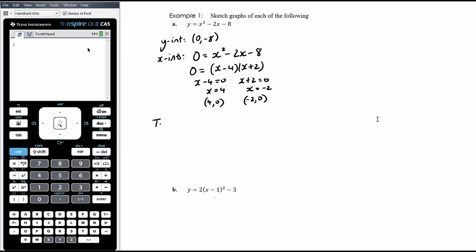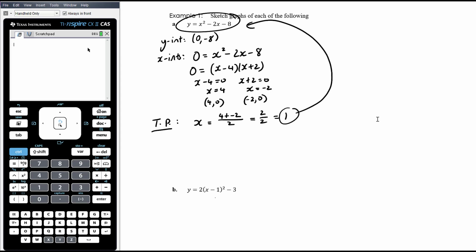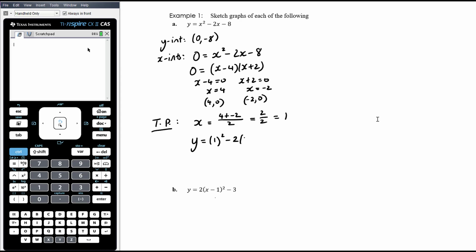The turning point is going to be halfway between the x-intercepts, so averaging the x-intercepts: (4 + (−2))/2. 4 plus negative 2 is 2, over 2. Okay, so the x value of the turning point is 1. And then I need the y value, obviously. But here I've got an equation that connects x and y. So I sub x = 1 into my equation to work out what y has to equal. So 1 squared minus 2 times 1 minus 8. So 1 − 2 − 8. That's 1 minus 10, so negative 9. So the turning point is at (1, −9).